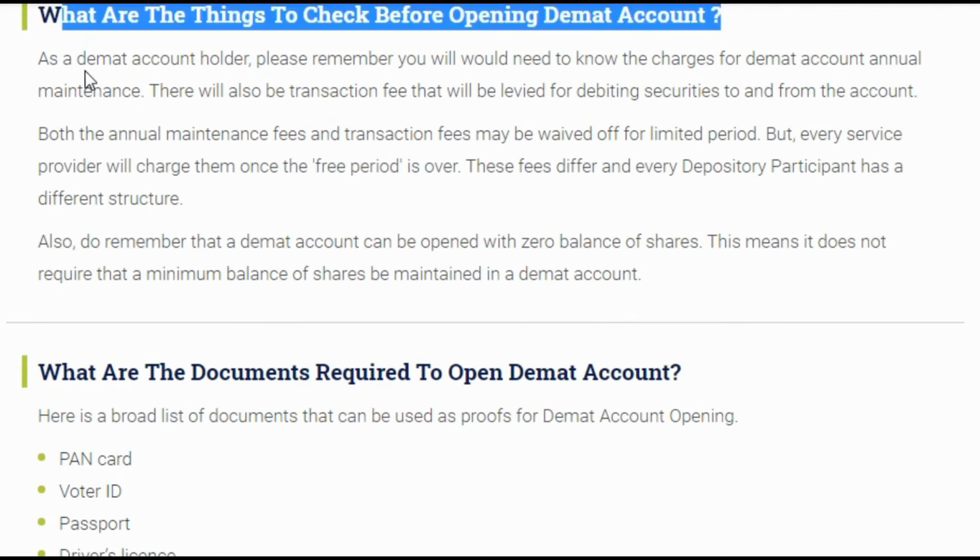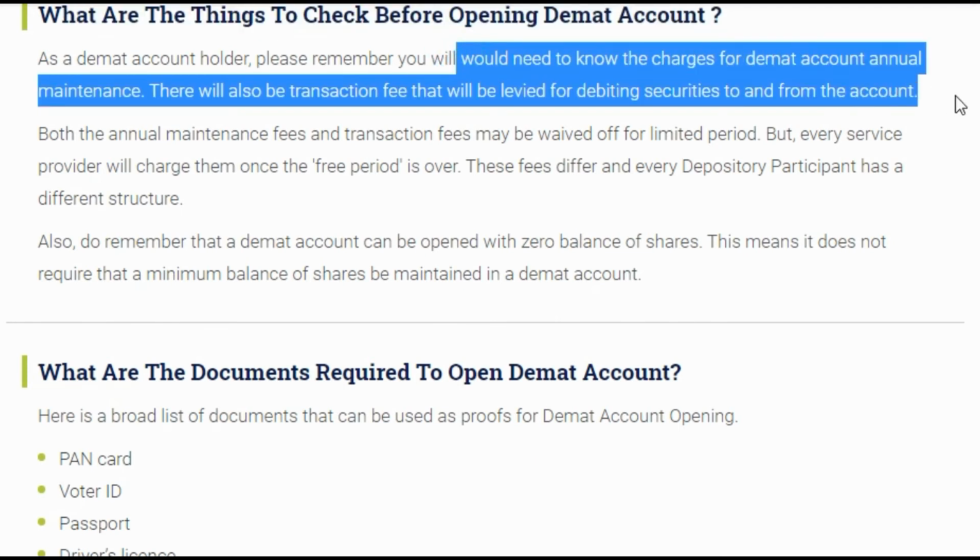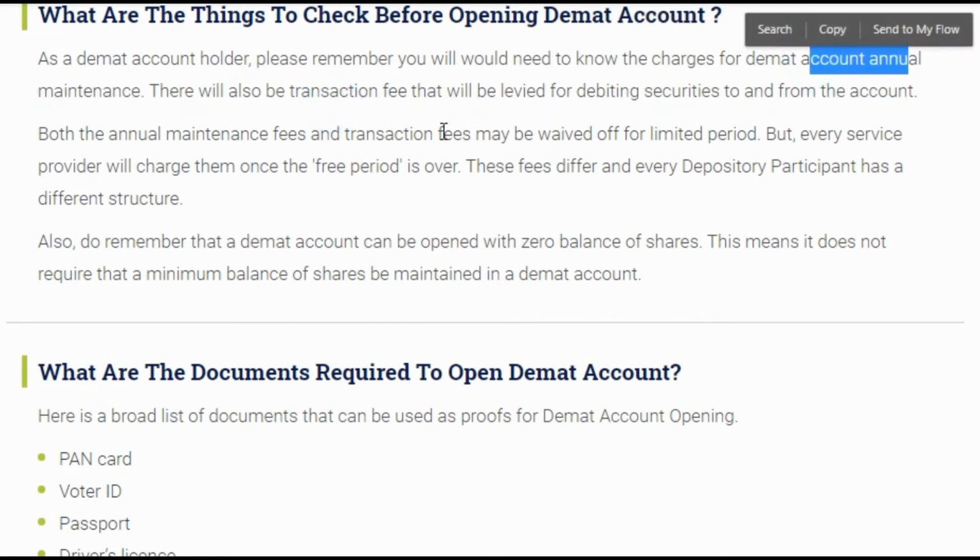So what are the things which you need to check before opening a Demat account? Now this is important. As a Demat account holder, please remember you would need to know the charges of Demat account annual maintenance. There will also be transaction fees that will be levied for debiting securities to and from the account. Now this is the key. Now you need to select a depository participant, an institution through which you will be trading online, to have the least of the charges. Now many of the brokers charge a lot of money for annual account maintenance. Also, while you do the transaction, they will charge certain fees. Now this is what you need to see.